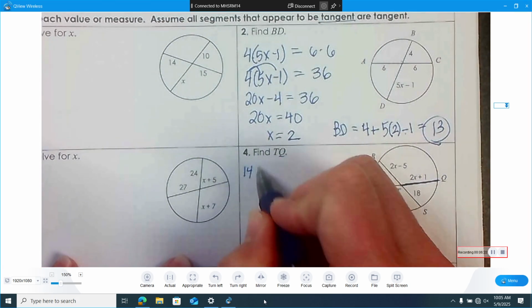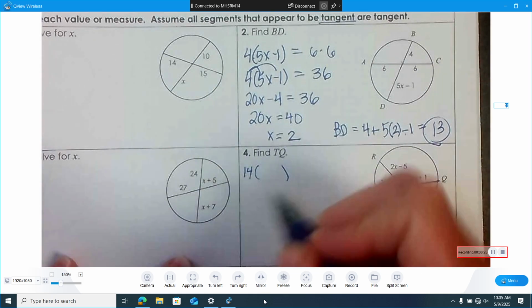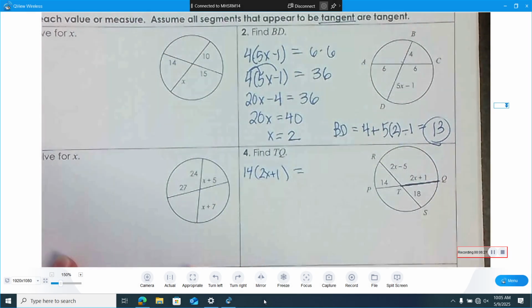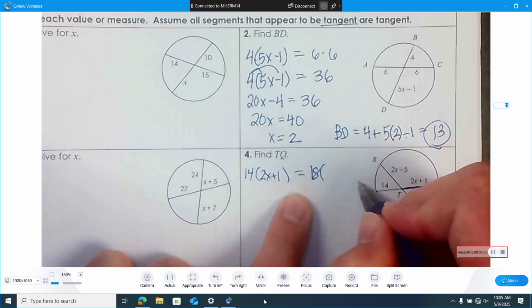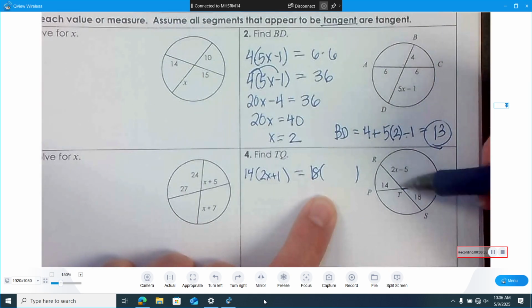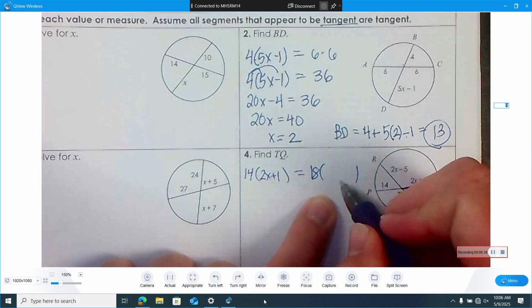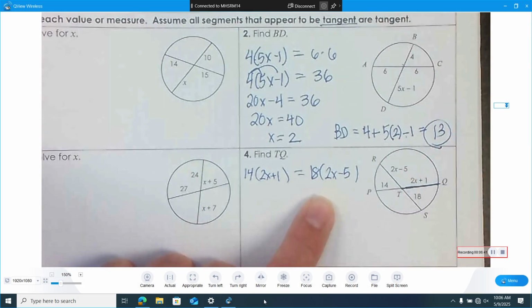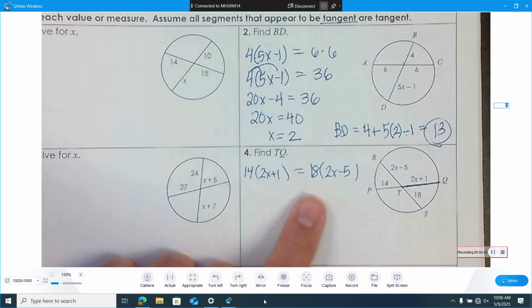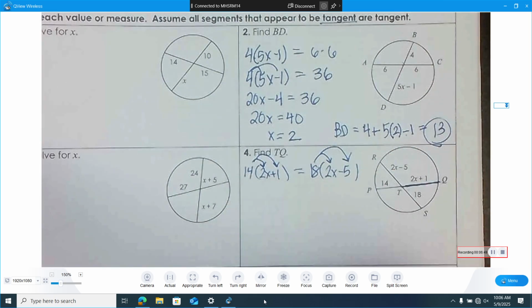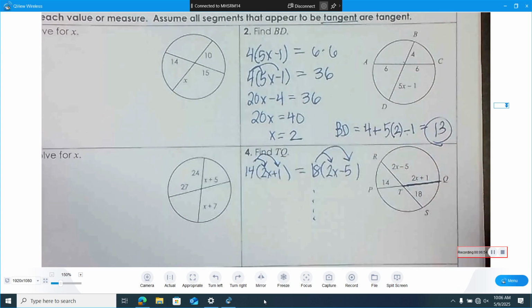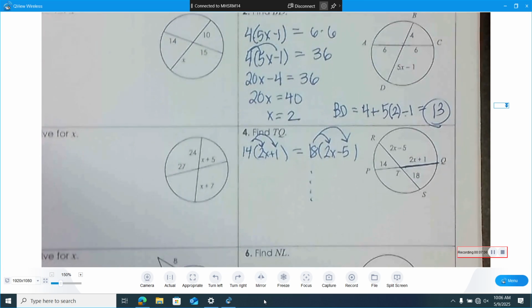14 times the other part, which is 2x plus 1, is equal to part times part. I'm going to start with the 18 just because it's a little easier. So 18 times the 2x minus 5 piece there. 2x minus 5. And then what would you want to do from here? Distribute, yeah. So we would distribute and then combine like terms. Do I need to do any more here? No? Okay. All right. So you would distribute, combine like terms, move your x's over, etc. And I think you're good for that.